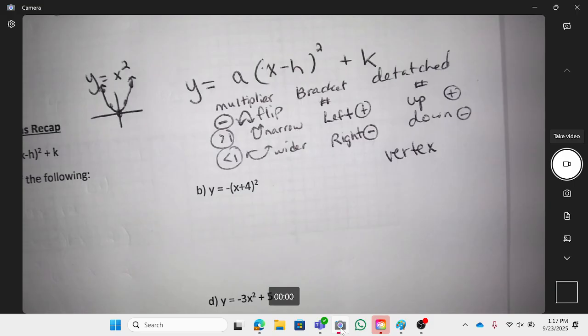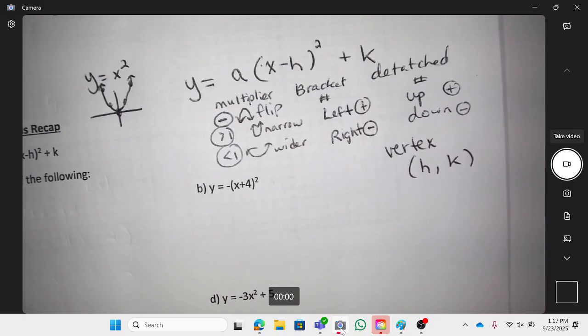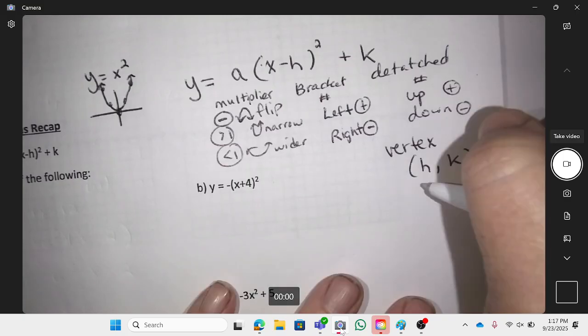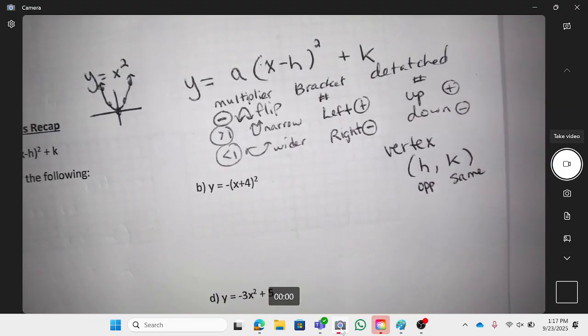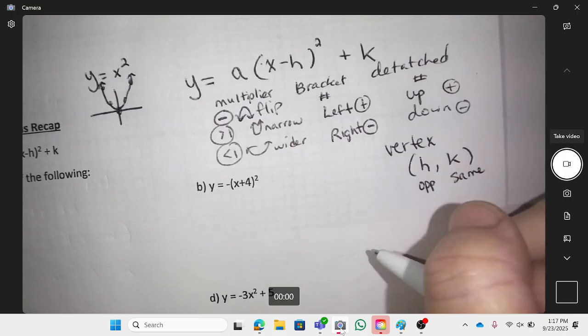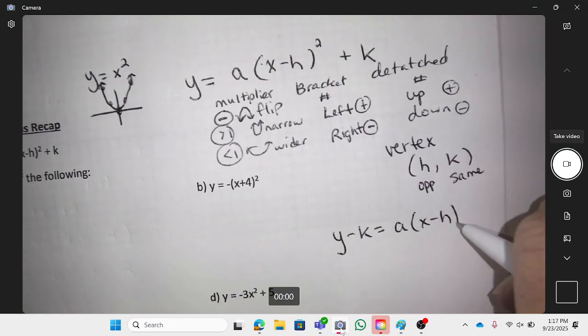Okay, so in other words, here's what happened. The vertex, so this 0, 0, could change to left or right, so H, K, but we decided we would take the opposite value, same value. Day 2. The second thing we did.